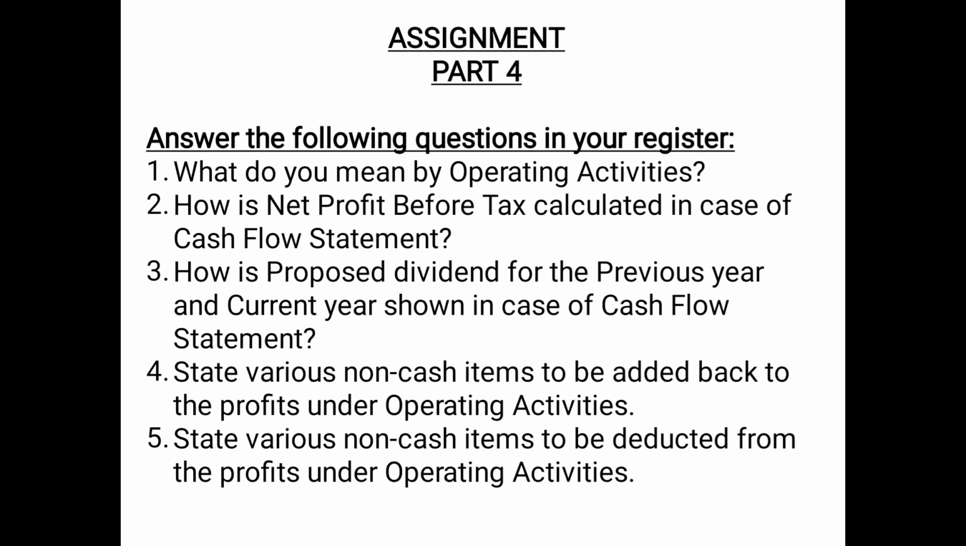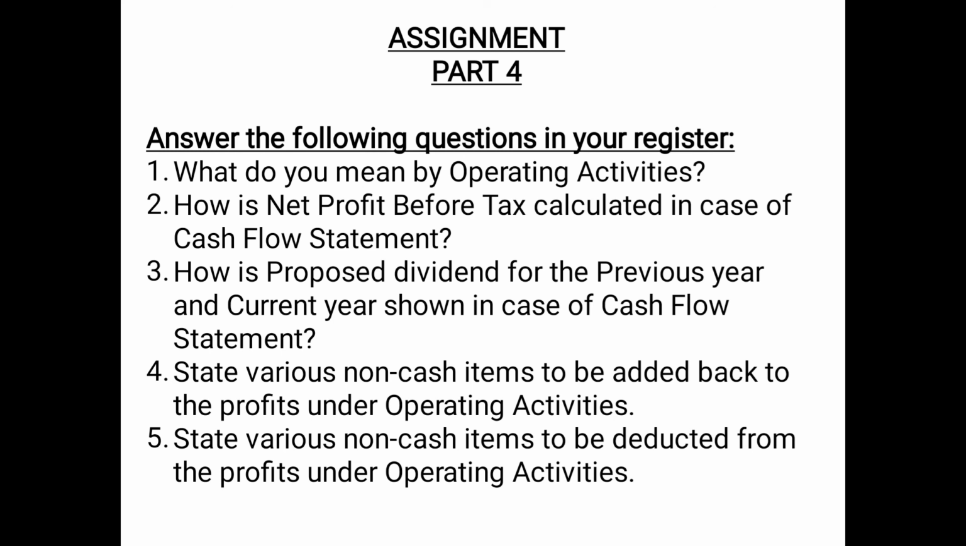of tax. Question number 3, how is proposed dividend for the previous year and current year shown in case of cash flow statement? So proposed dividend for the previous year will be added back to the net profit before tax under operating activities, and it will be shown as an outflow under financing activity. And proposed dividend of the current year will be shown as a contingent liability in the notes to accounts in the balance sheet. It will not be shown in the cash flow statement.